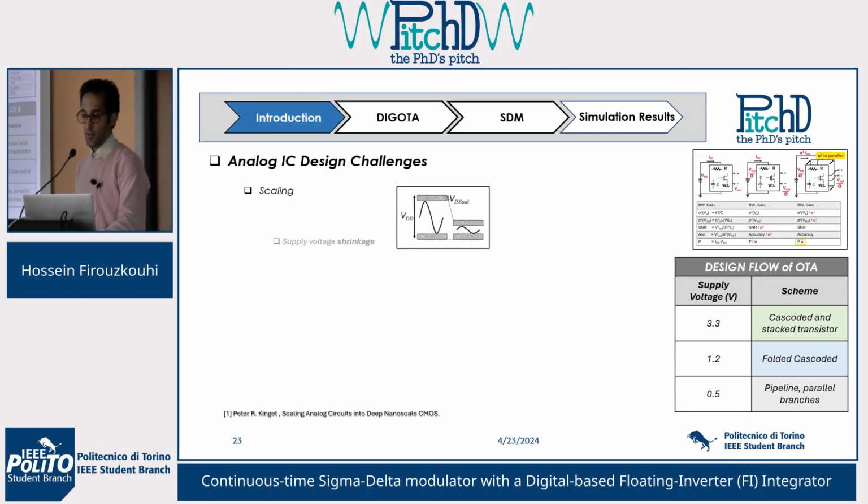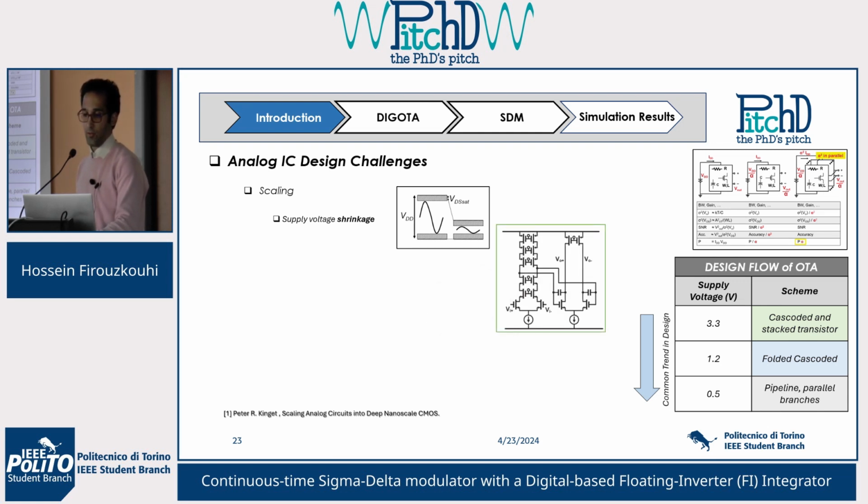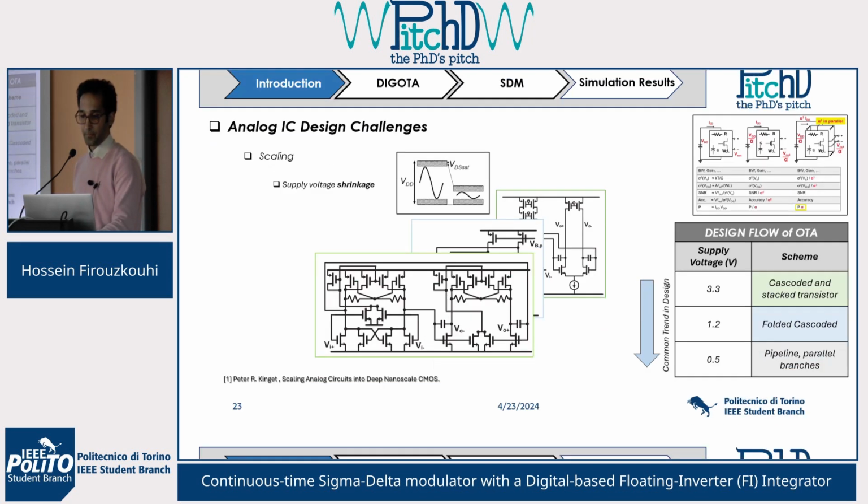So in this case, the designers tried to change their policy, from the cascaded stack of transistors to the folding structure, using multiple branches in order to gain performance within the limited supply voltage.